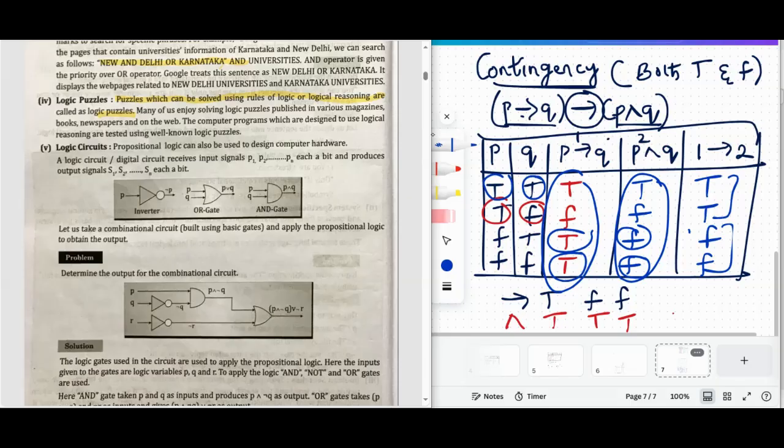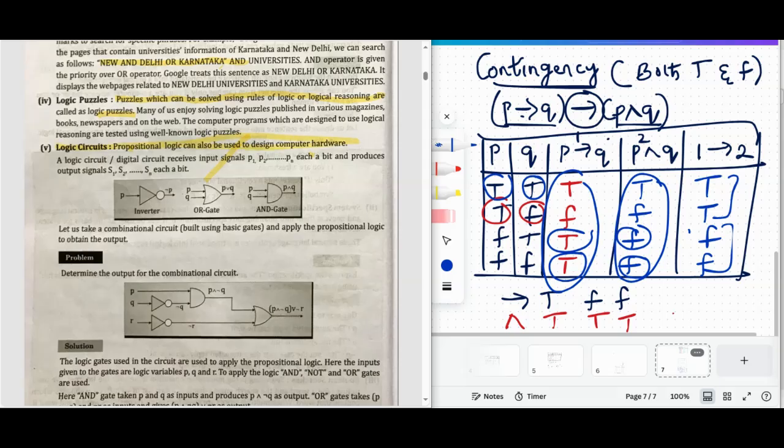Okay, so we have puzzles we can see in magazines, in books, in newspapers, and on websites. We have different types of logical puzzles, and computer programs which are designed to use logical reasoning are tested using the well-known logic puzzles. Even computer programming and its design can be checked by using logical puzzles.